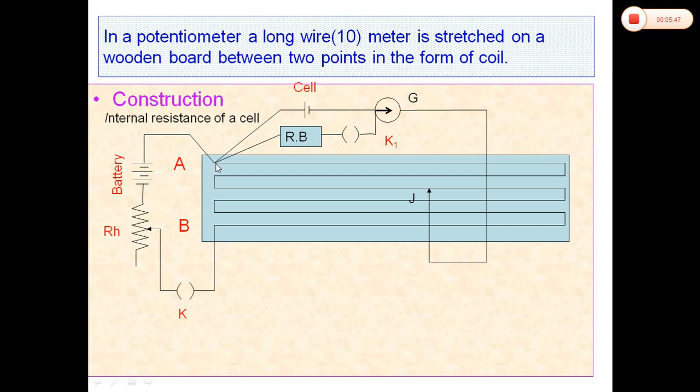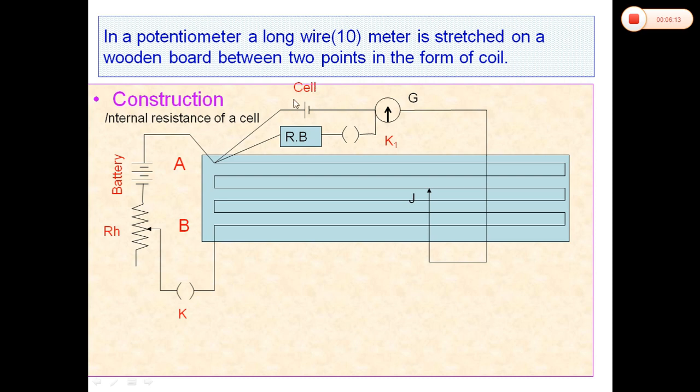Now we move the jockey along the wire and we reach a point where the deflection in the galvanometer becomes 0. That point is called the balance point, and the length of the wire from point A to that balancing point is called the balancing length. Suppose in this case it is L1.